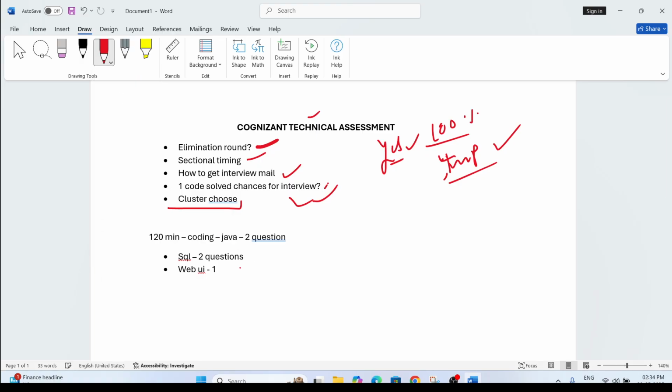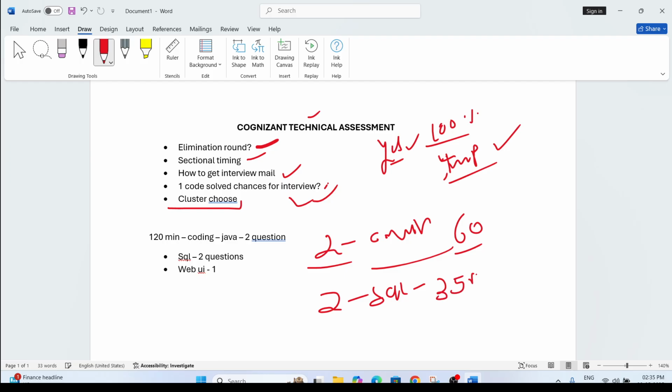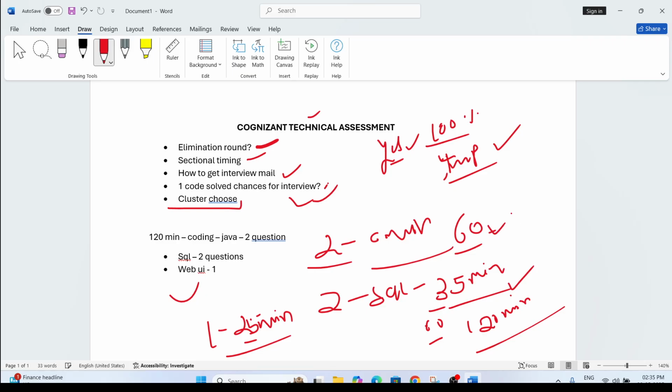For the 2 Java questions, the total timing is 60 minutes. For the 2 SQL questions, there will be 35 minutes. For the one Web UI question, the total timing is 25 minutes. So 25 plus 35 is 60, and 60 plus 60, a total of 120 minutes. Now it's clear: 60 minutes for 2 Java coding questions, 25 minutes for one UI coding question, and 35 minutes for 2 SQL questions.